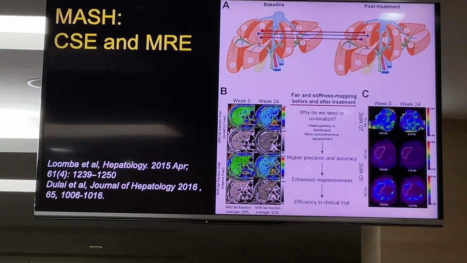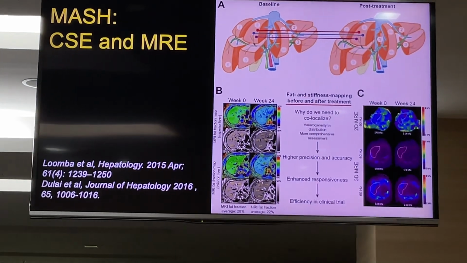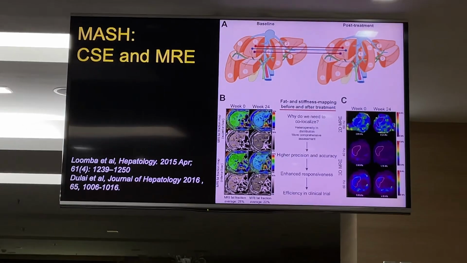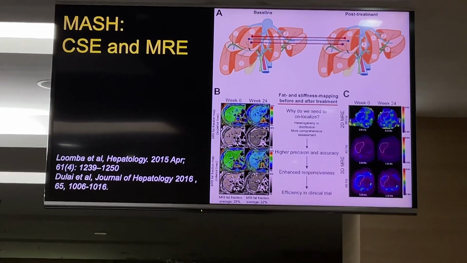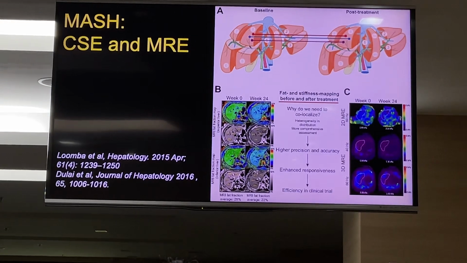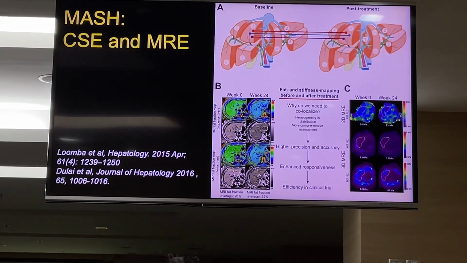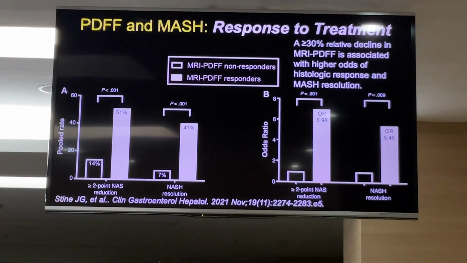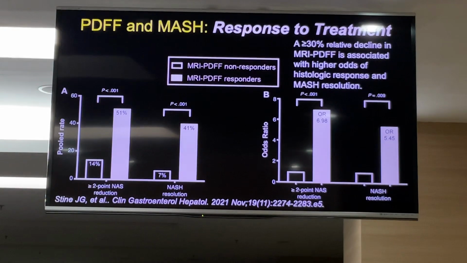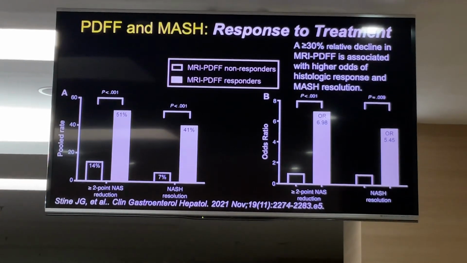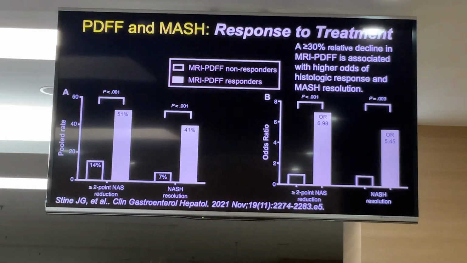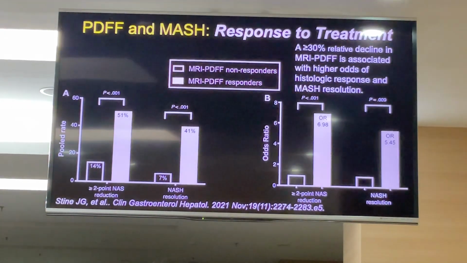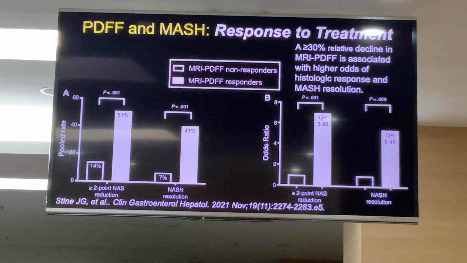Here's a study that used both MR elastography and chemical shift encoded fat quantification longitudinally to follow patients, so before and after treatment. And here's an interesting study where just the PDFF appears to have some value in distinguishing those who are going to respond to treatment and those who are not going to respond to treatment.